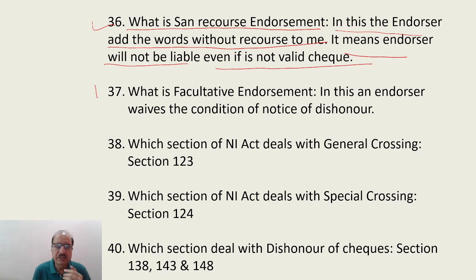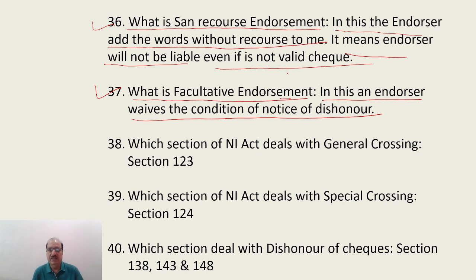Okay, question number 37. What is facultative endorsement? This is important. In this, an endorser waives the condition of notice of dishonor. In facultative endorsement, the endorser waives the condition of notice of dishonor.